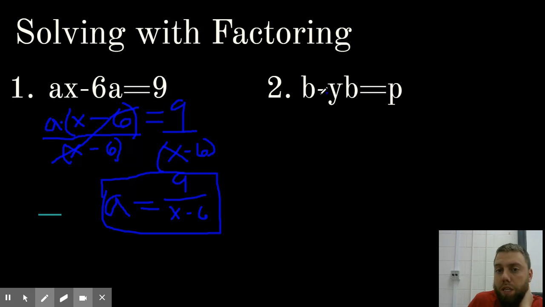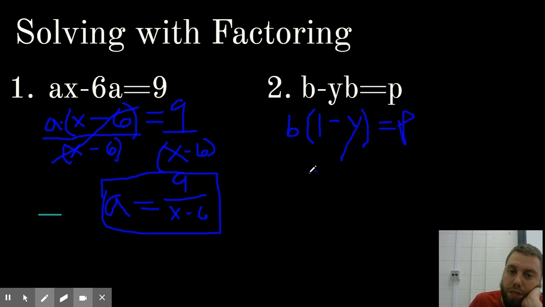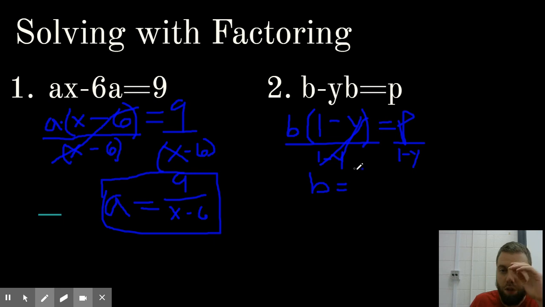In the next one, we have a b in both terms, so we're going to try to get our b isolated by factoring first, b. Now, if we take a b from both of these, we need to remember that this still has a 1 here. The 1 remains, minus y equals p. Okay, now to get the b by itself, we divide both sides by 1 minus y. 1 minus y gives us b, because these cancel out, equals p over 1 minus y. And our b has been isolated. That's it.